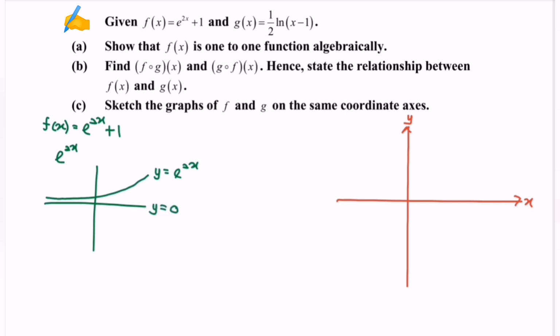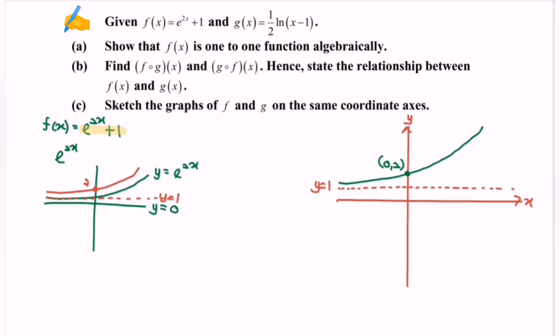Next, if the situation is e^(2x) + 1, meaning that the graph needs to be shifted upward by 1 unit. So now the asymptote will become y = 1, and the graph will be looking like this, where the intersection point becomes 2. So now we sketch the graph with the asymptote y = 1. The exponential function graph would be denoted in green in color, where we have the intersection point (0, 2). So the function would be f(x) = e^(2x) + 1.